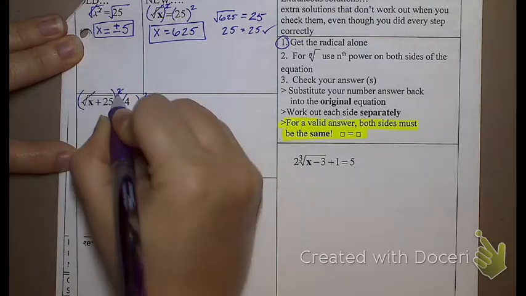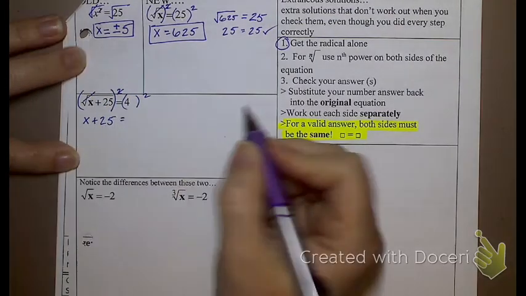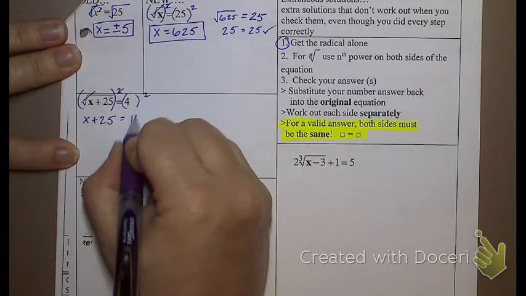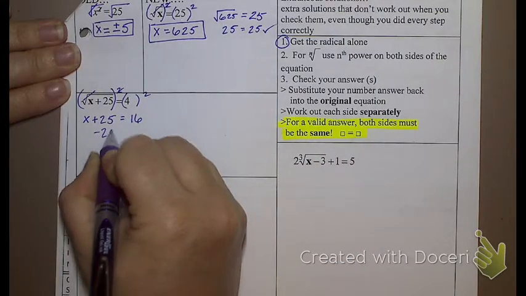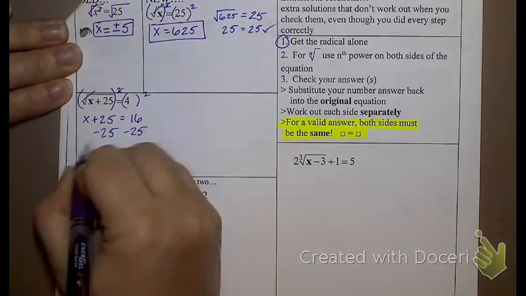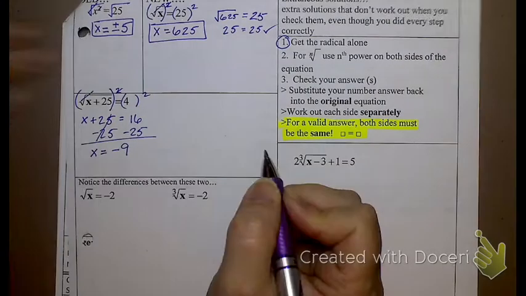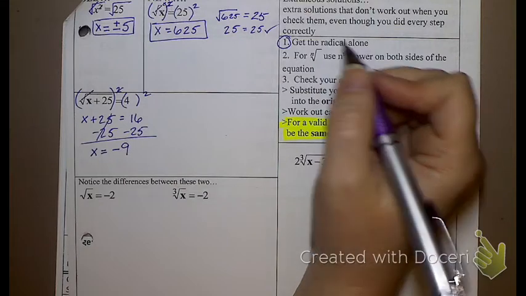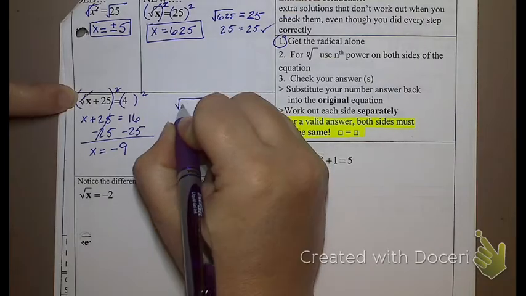And when I square this, I get x plus 25 equals what? 16. So what would I do now? Subtract the 25. So x equals what? Negative 9. Do I need to check my answer? You have to check your answer.